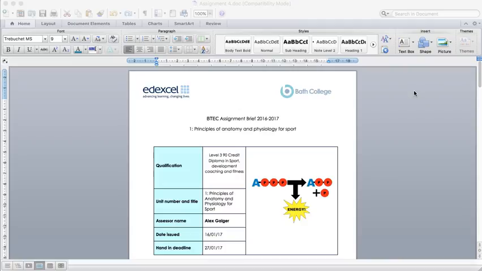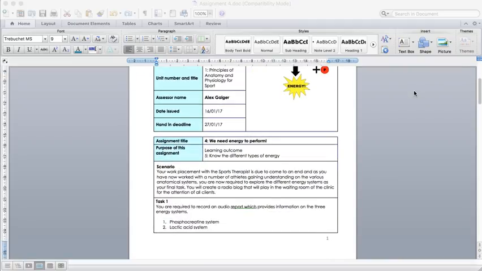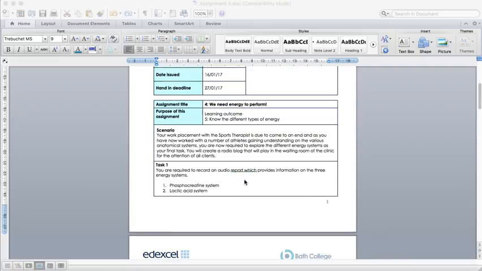Okay, so we're looking at assignment 4, and it's an audio recording, and it's based on the energy systems. So the first bit is you'll have to create an audio report which provides information on the 3 energy systems. The bit before that that's missing really is you need to be able to describe and explain the breakdown of ATP to ADP. Once you've done that breakdown and you've explained that in detail, you then need to go on to do the 3 energy systems.